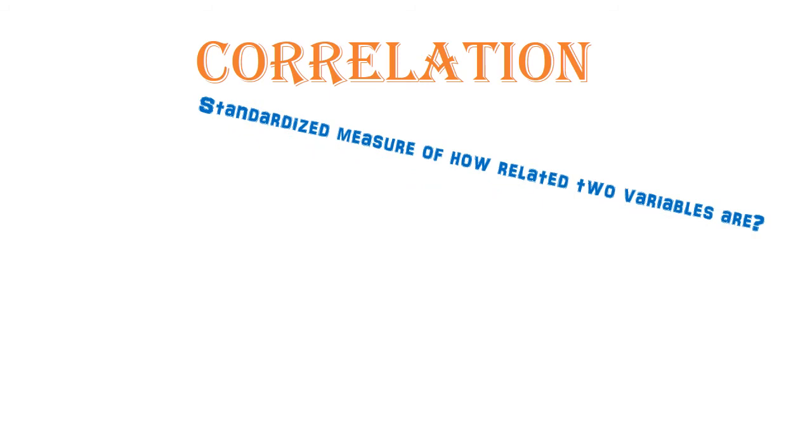Now we're going to return to the math for a bit and look at a new measure called correlation. Correlation is a standardized measure of how related two variables are. This differs from covariance in that covariance has units attached to it that are always whatever the independent and dependent variable are.